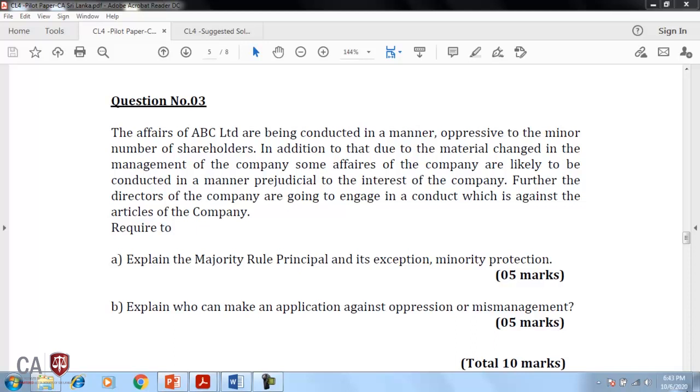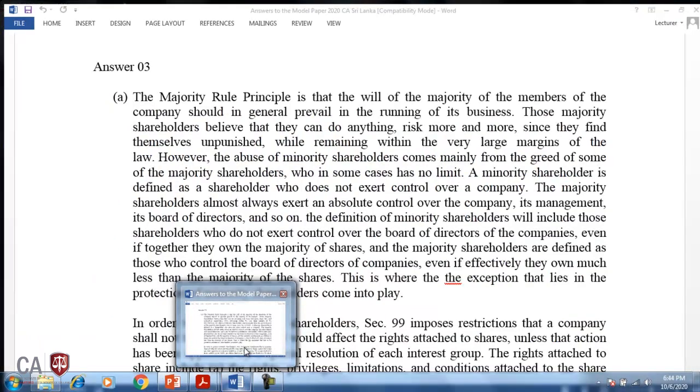and it is the same thing that I see in the questions that they are asking: A, explain the majority rule principle and its exception, the minority protection, and B, explain who can make an application against oppression and mismanagement. Now, if you look at these two questions, A and B, these are very heavy and carry an equal amount of marks, because both questions are as heavy as each other. So, in doing so, I have provided a very comprehensive answer.